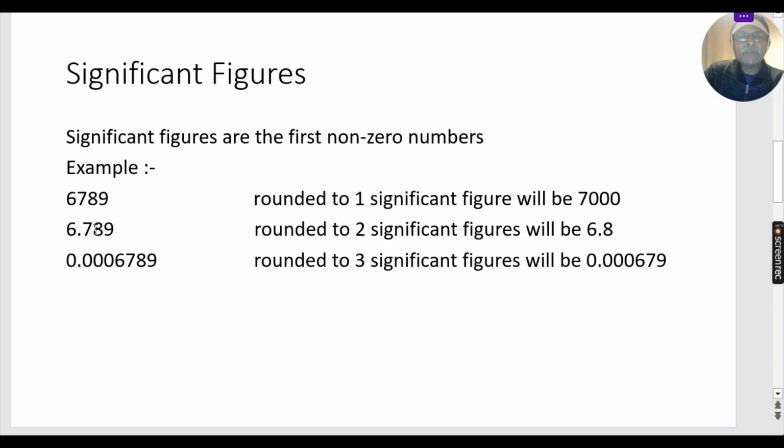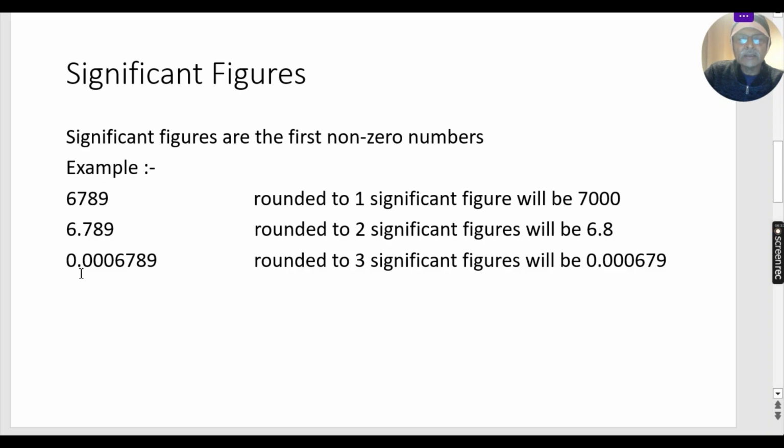So we will have to round it off up to this, and after that there is a figure 8. That means it is more than 5, so we will add 1 here. So this will give me 6.8. I hope I am clear. Now it will be more clear if we take another example.